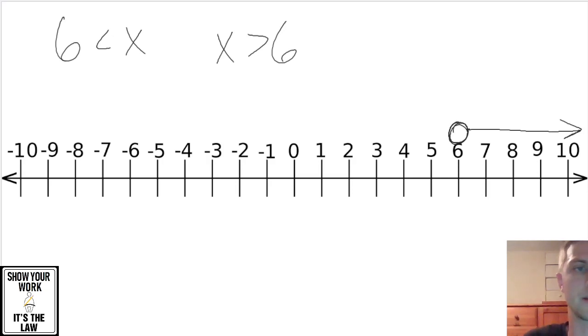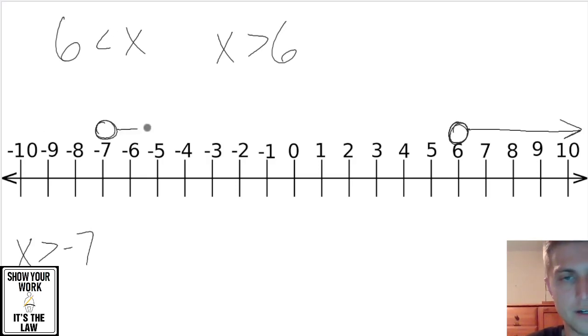Let's take a look at another. Let's say x is greater than -7. So let's graph it. Same thing. First, we start with what we know, -7. Can it equal -7? No, it has to be greater than -7. All right, so we start with our circle. And now, is x going to be greater or less than -7?